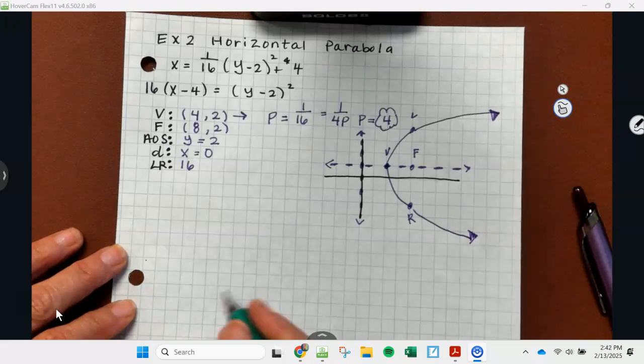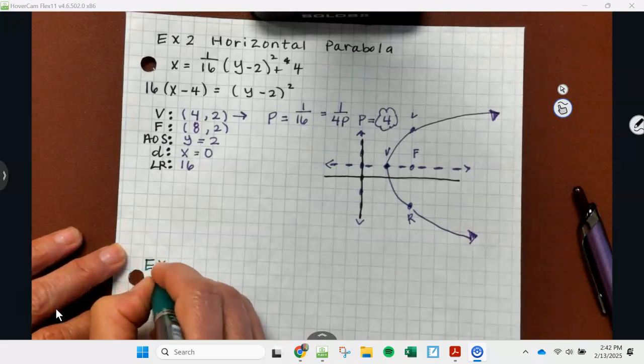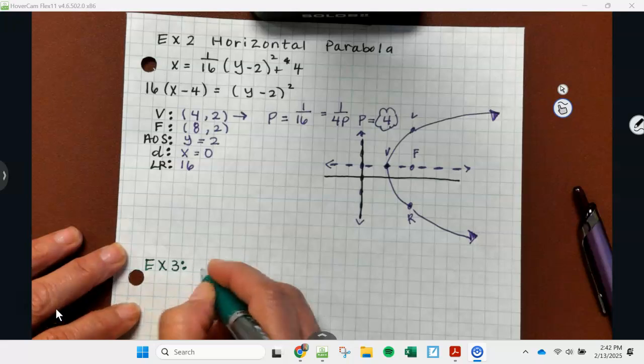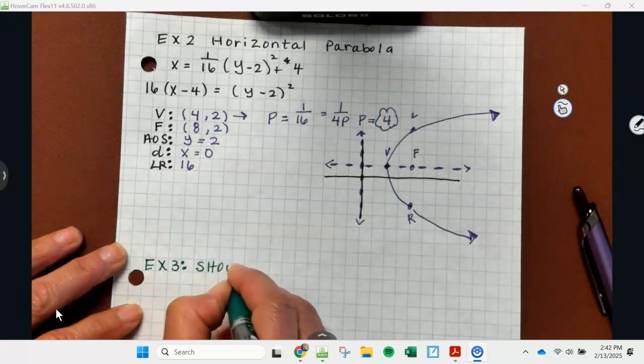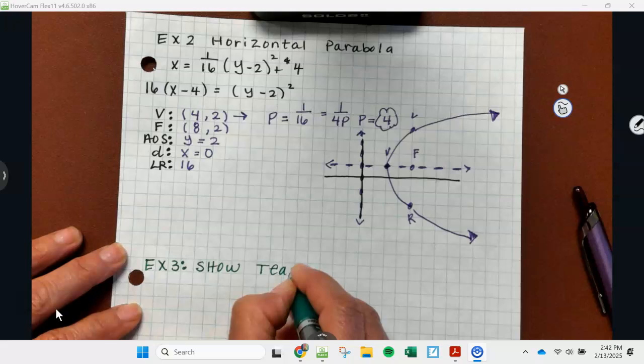So I'm going to give you one more. Please try this one. So example 3, this is going to be just something to try.